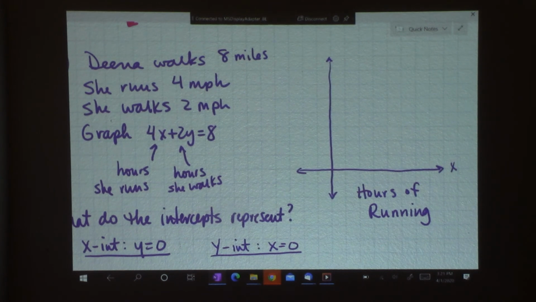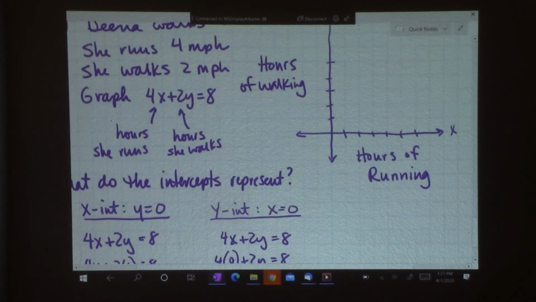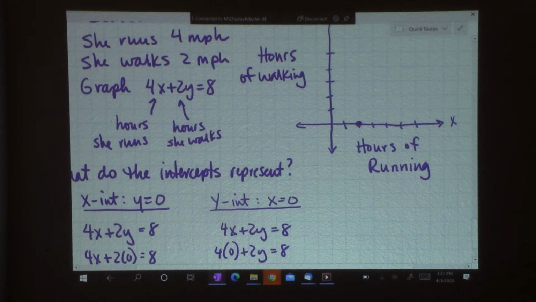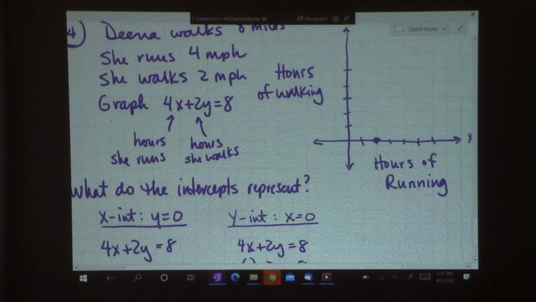All right, so then the directions tell me that the y represents the hours she walks. So hours of walking are here. Okay, so let's plot our points and see what happens. This one was, let's see, 2, 0. So 2, 0 is here. And the second one, the y-intercept, was 0, 4. So I'm going to draw my line.